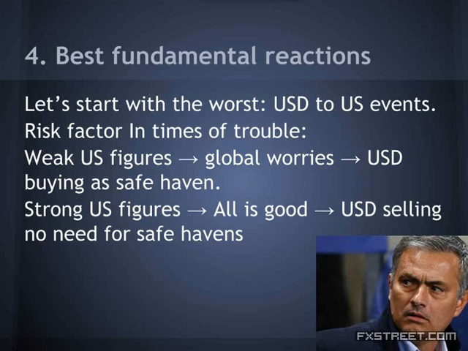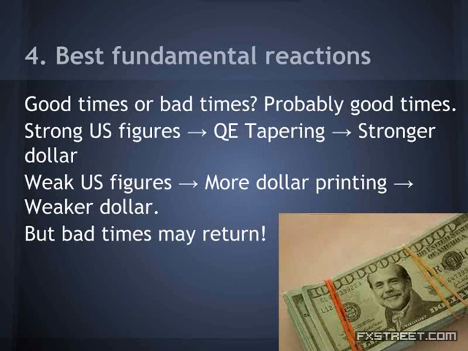Another safe haven is the Japanese yen. And in the more distant past, the Swiss franc has been a safe haven. So this is the reaction in worse times. Now, are we in good times or bad times? We're probably in better times at the moment. Recently we had strong US figures. Strong US figures meant that there's a higher chance of tapering of QE and a stronger dollar. So it was a very straightforward, normal reaction.